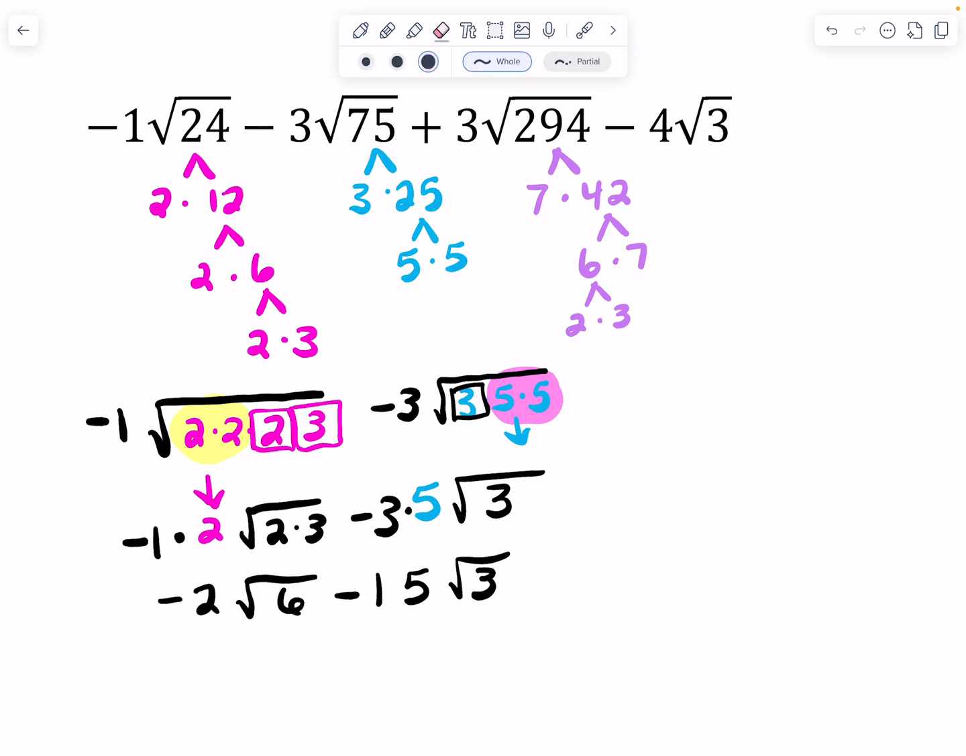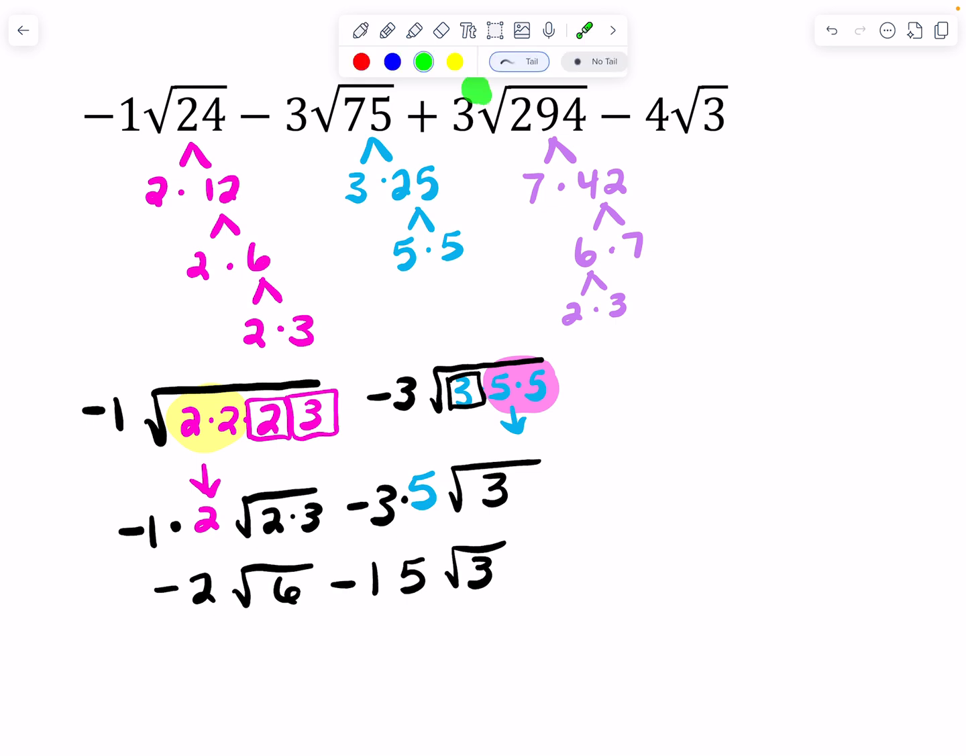So now we have plus 3 dropping down into our question. Then we have the square root of 2 times 3 times 7 times 7. Make sure you get every part of your factor tree. And we're looking for groups of 2. And we have 2 7's here. So that shows us a 7's going to come out. And we've got a 2 by itself and a 3 by itself. So those are going to stay underneath.